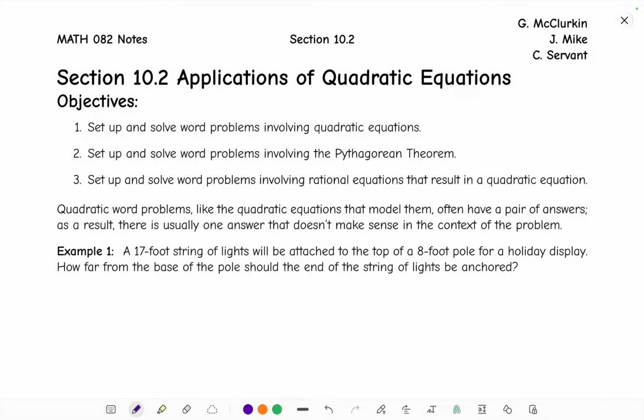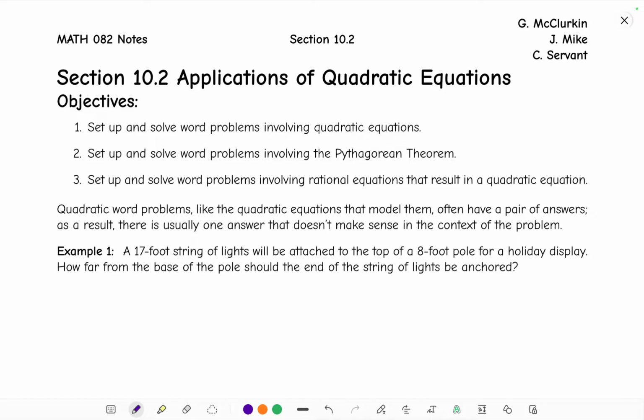Hello, today we're going to do section 10.2, Applications of Quadratic Equations. The objectives of this section are to set up and solve word problems involving quadratic equations, the Pythagorean Theorem, and rational equations that result in a quadratic equation.